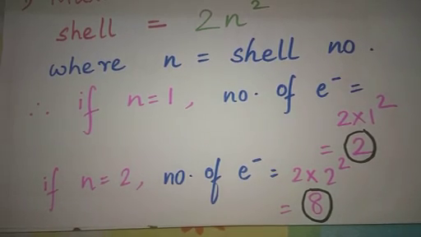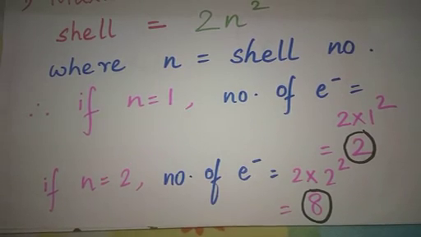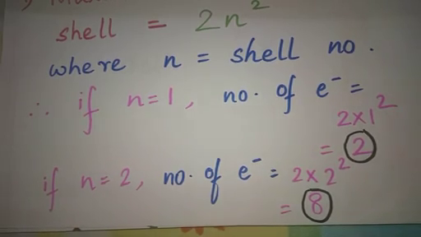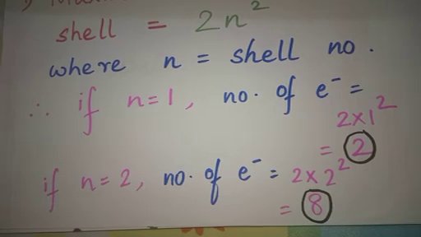Doesn't mean that you have to have 8 electrons all the time. You can have 7, you can have 6, you can have 4, you can have 3. But the maximum that you can have in the second shell is 8. So now if you're talking about the third shell, I have not shown it here, so you can do the calculation on your own.